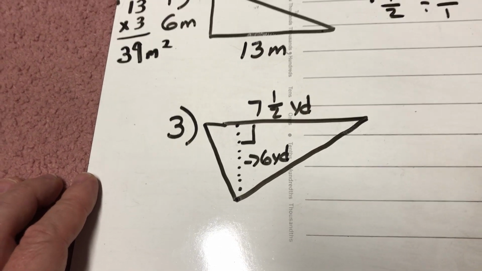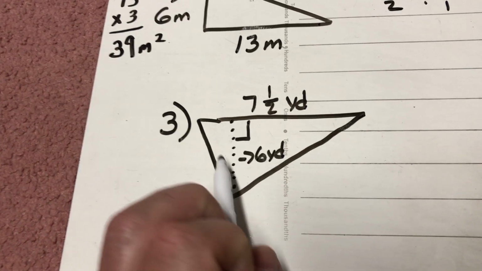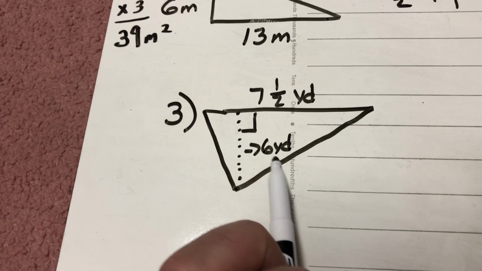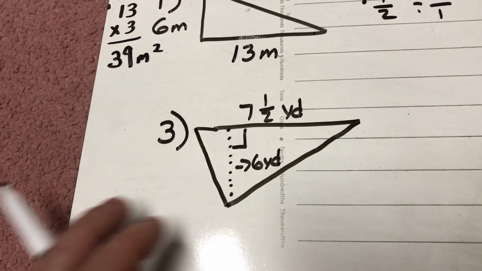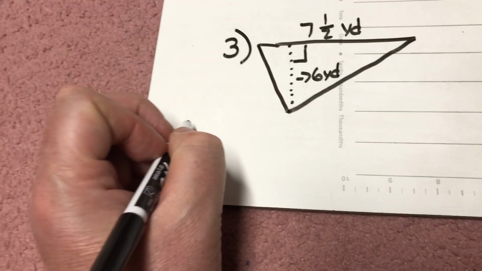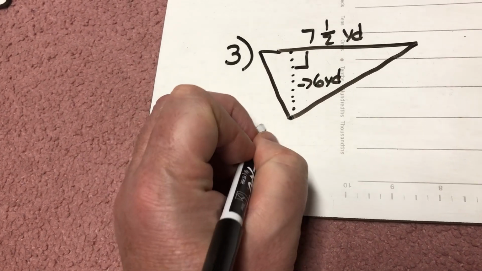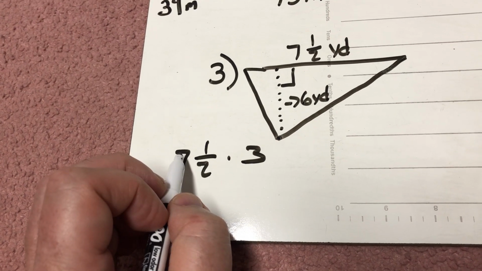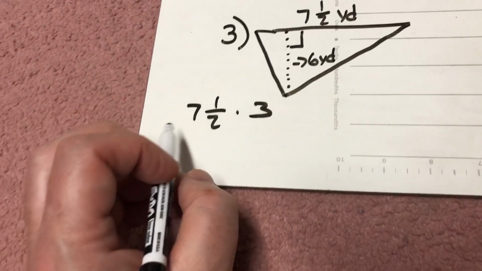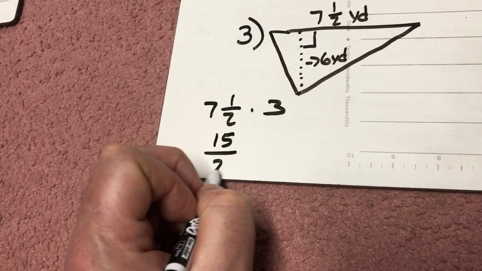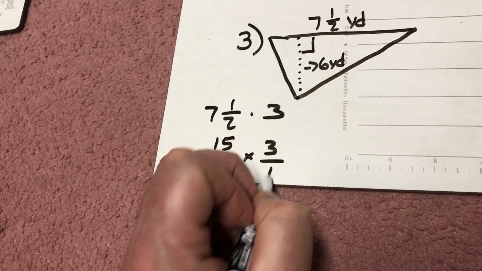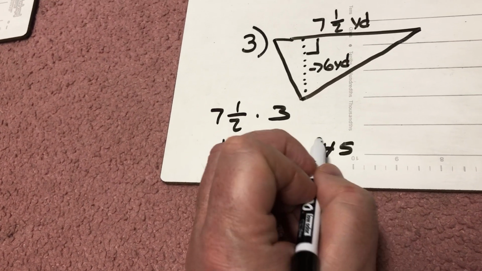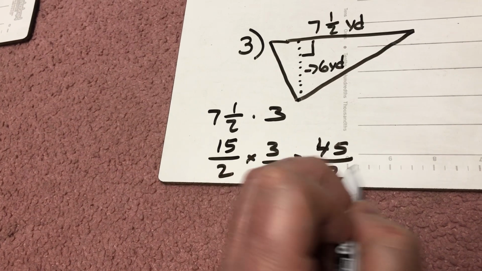7.5 yards. Sometimes you're going to get fractions or mixed numbers. 7.5 yards is our base. Our height is 6 yards. I can cut the height 6 yards in half to go with 3. So that leaves me with 7.5 times 3. Well, if I turn everything over into a fraction, 2 times 7 is 14 plus 1 is 15. So that's going to give me 15 over 2 times 3 over 1. Well, 15 times 3 is 45. 2 times 1 is 2.